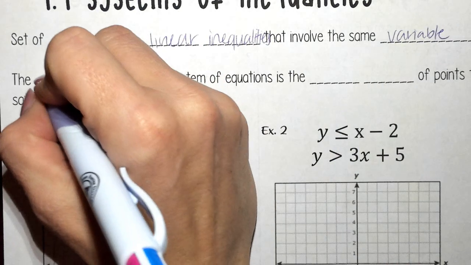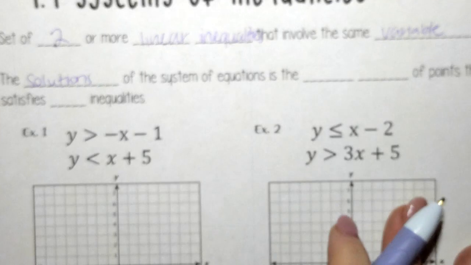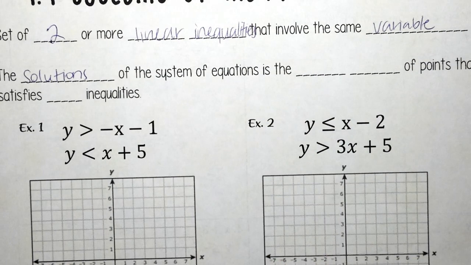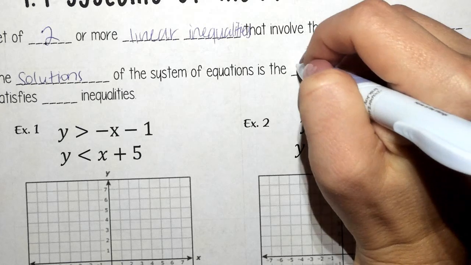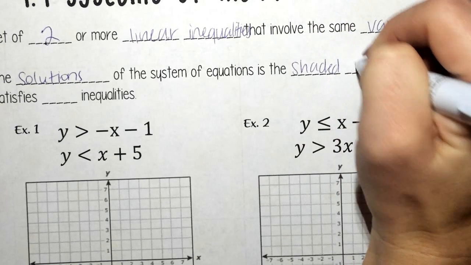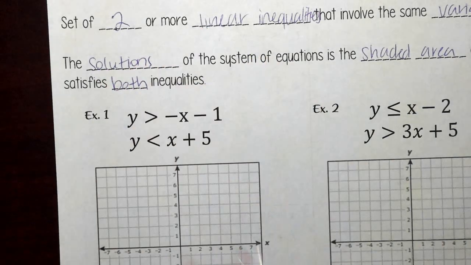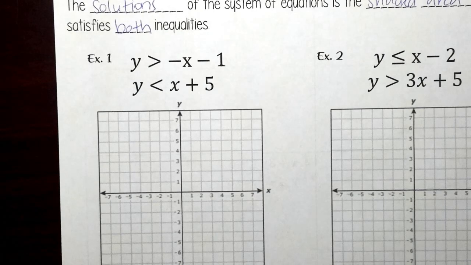So what are the solutions of the systems of equations? And I said solutions because there are multiple solutions, because remember we have a shaded area with our inequalities. So the solution to the system is the shaded area of the points that satisfies both. So when we graph this out, it will make more sense. We're going to have two shaded areas and an overlapping area, and that overlapping area is our solutions.